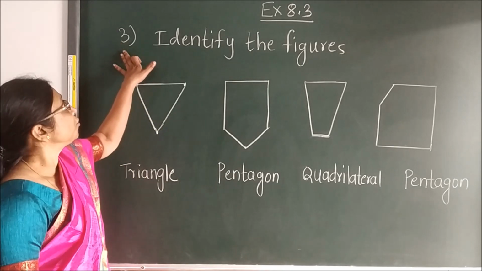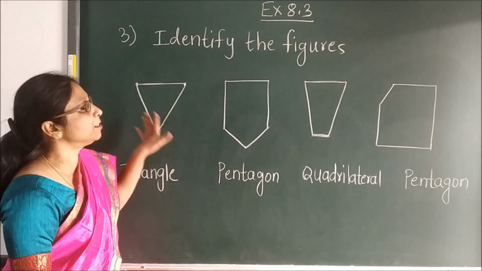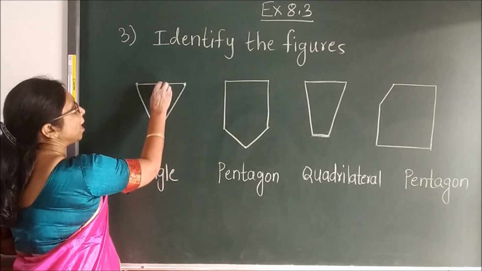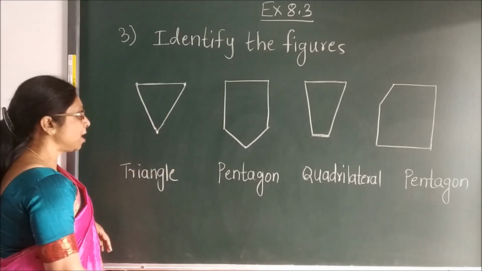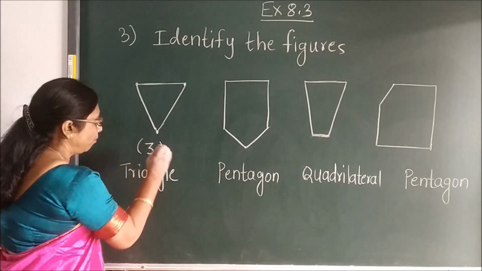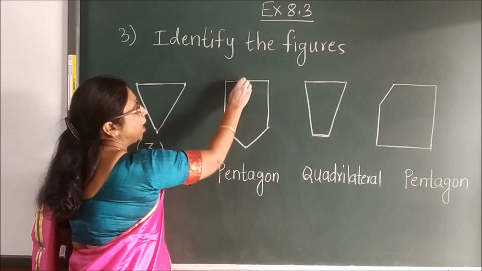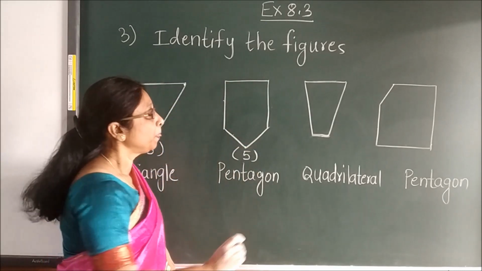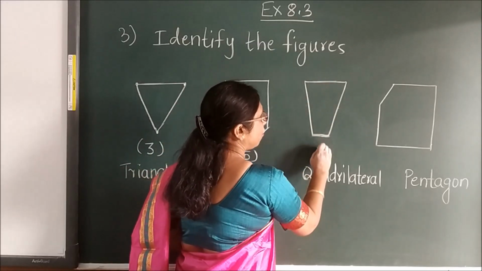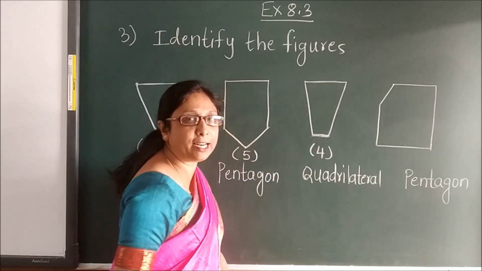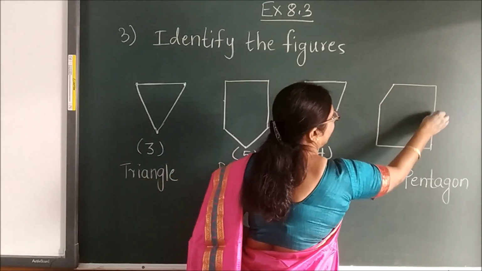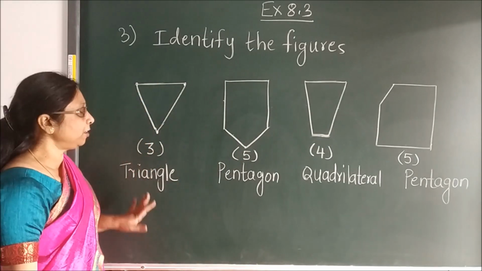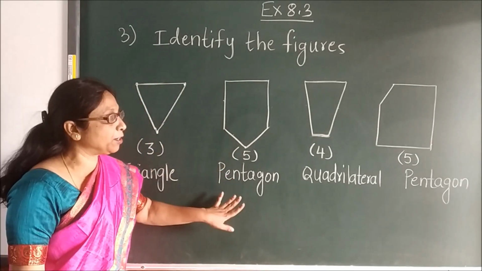Now here question number 3, identify the figures. The figures are given, children, and according to the sides you will name the figures. Like 1, 2, 3, it is a 3-sided figure, so we will call it a triangle. Here 1, 2, 3, 4, 5, a 5-sided figure, we will call it a pentagon. Then 1, 2, 3, 4, a 4-sided figure, we'll call it a quadrilateral. Then 1, 2, 3, 4, 5, this is 5, we call it a pentagon. Like 3 triangle, 4 quadrilateral, 5 pentagon.